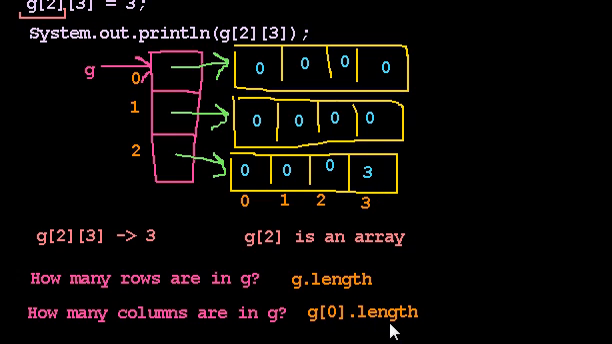So G0.length is 4, but so is G1.length and G2.length. But G0.length is a good way to go because anytime I'm working with a two-dimensional array, I will most likely have already confirmed that there's at least one row before I run this line of code. And I might not know that there are 2 or 3 rows, therefore it might not be safe to say G1 or G2, but G0.length is almost always going to be a safe thing to write as long as I know that there's at least one row in my array.